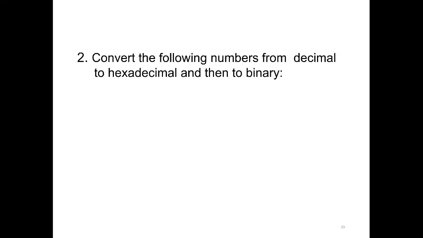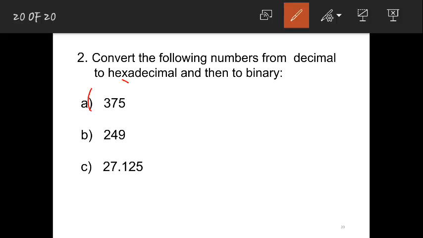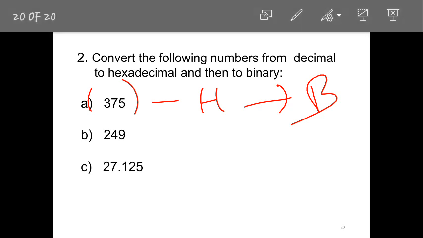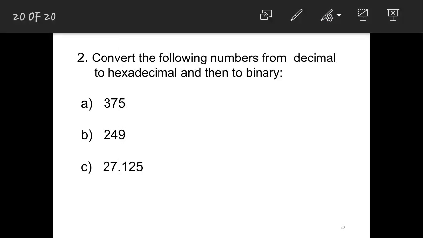Practice them, you'll remember. Next, second, convert the following numbers from decimal to hexa. First you will convert this decimal to hexa, repeated division with 16. After that, you will convert hexa to binary. That means write its equivalent bits with 4 bits each. Same way try it for these 3 things. You have integer and fractional parts.